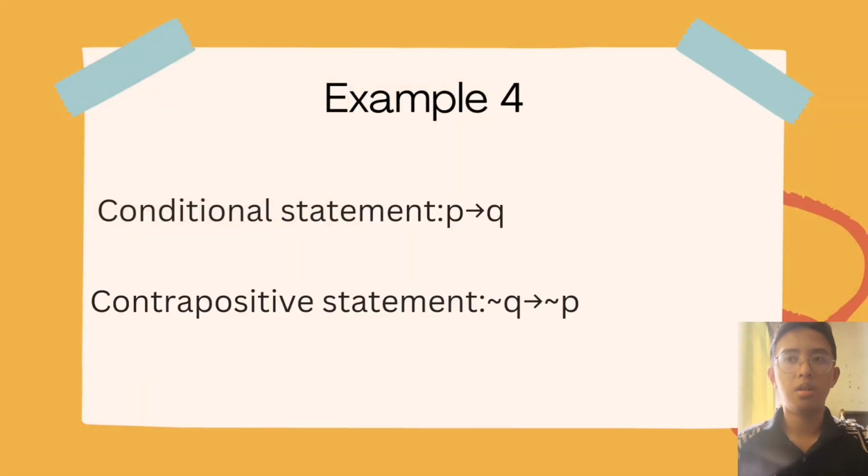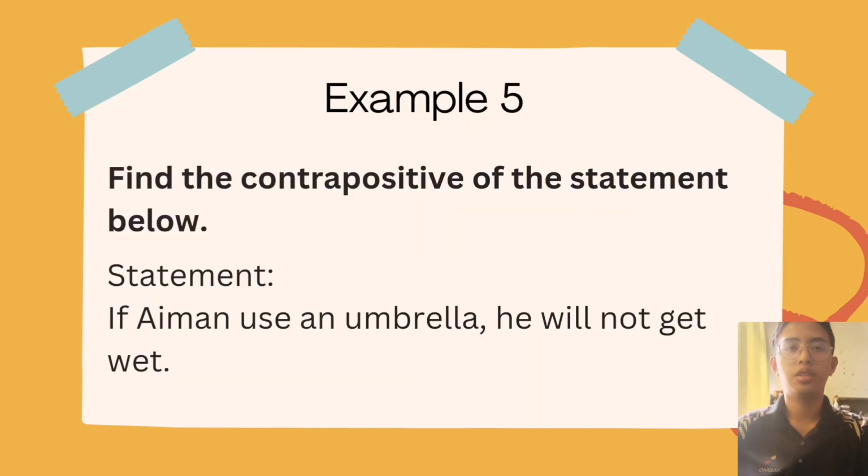So for example, I'm going to use a very basic symbol here, a very basic statement, which is P implies Q. In order to get the contrapositive, you must negate both of the primitive statements and also change the position. Then you will get the answer, which is not Q implies not P, which is the contrapositive of the statement.